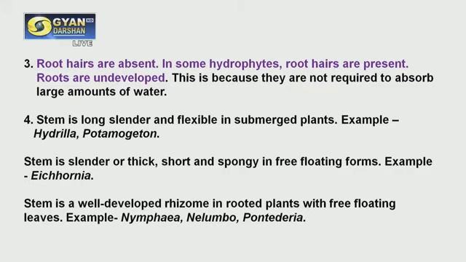Root hairs are absent. In fact, if the root is not developed, then obviously the root hairs will also be absent, and root caps are also very poorly developed. So underdeveloped roots, underdeveloped root hairs, or even root caps. Stem is long, slender and flexible in submerged plants, example, Hydrilla. Stem is slender or thick, short and spongy, like in Eichhornia, that is in water hyacinth. There you have a spongy stem. Stem is a well-developed rhizome in rooted plants with free-floating leaves, like Nymphaea, Nelumbo, etc.